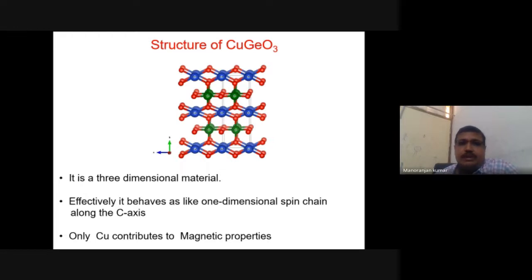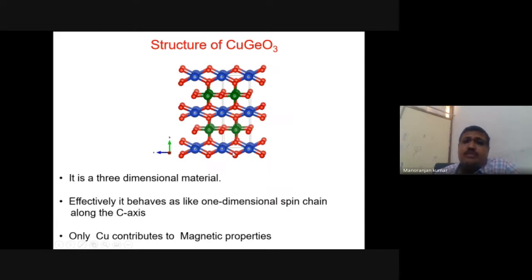So this is copper germanate, and you see here this is a three-dimensional system. However, effectively this acts as a 1D spin chain. If you see the blue atoms, the coppers, along the C-axis, they form a chain. However, the distances along the other directions are quite large. So effectively, the spin exchanges are restricted to only 1D.